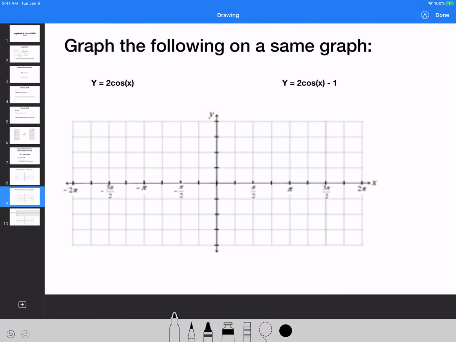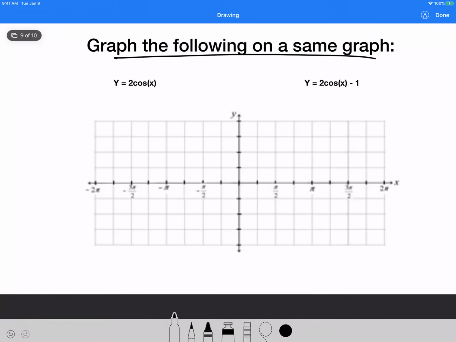Let's try one more question here. Graph the following on the same graph. Now notice how I'm giving you 2 cosine of x. So I'm literally telling you to use amplitude and a vertical shift that's different from 1. This is going to be implied for both of them, and I need you to plot both of them. Pause the video, and then try doing this on your own. Let me know when you're done.